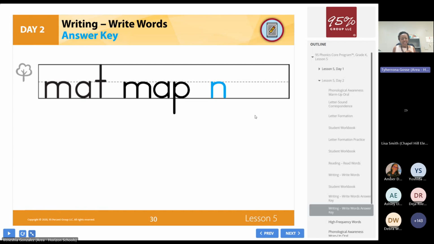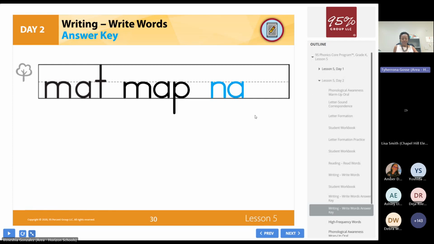Okay. What's the second sound in nap? Ah. So we finger stretched ah. Which letter spells the ah sound? A. That was a question. Which letter spells the ah sound? Tell me like you know it. A. Yes, you are correct. Now write A next to N. Look up and check your work. Does it match mine? Yes.